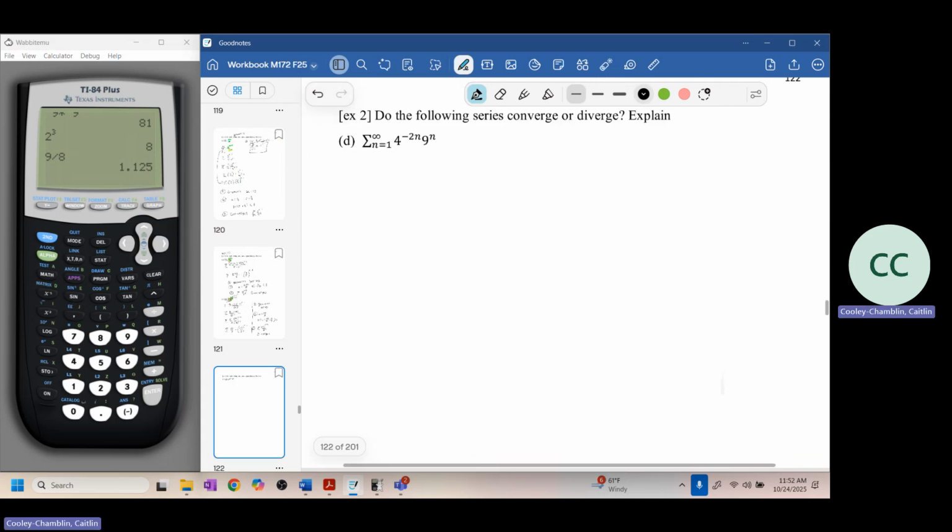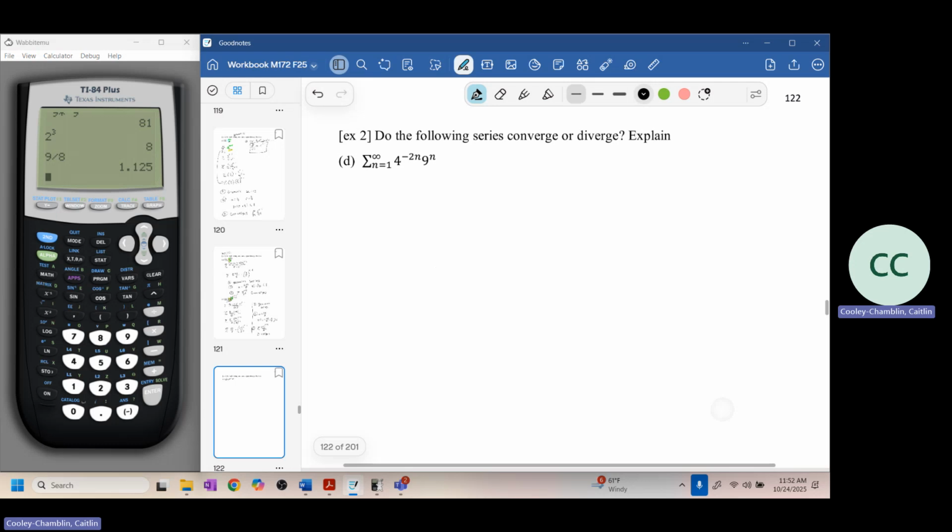So our last of the geometric series, we have example 2. Do the following series converge or diverge? Explain. So we have the summation of n equaling 1 to infinity of 4 to the -2n times 9 to the n. And we want to know if this converges or diverges.